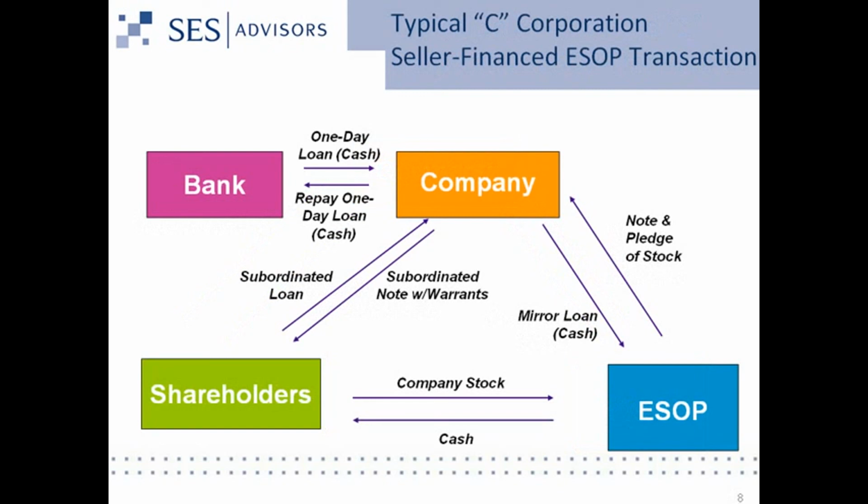And in a C corporation transaction, imagine we are a C corporation. Maybe our shareholders want to defer capital gains tax on the transaction, and eventually we want to get to an S election. We may have a bank loaning us money in what we would call a one-day loan to the company, and the company is then mirror loaning, making a loan to the ESOP. The ESOP's buying stock from the shareholders, and the shareholders are then lending the money back to the company in a subordinated loan and receiving back a note, again with warrants.